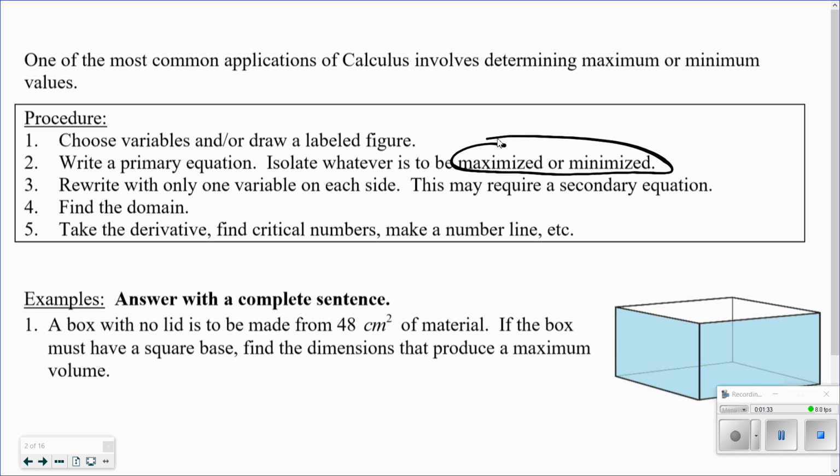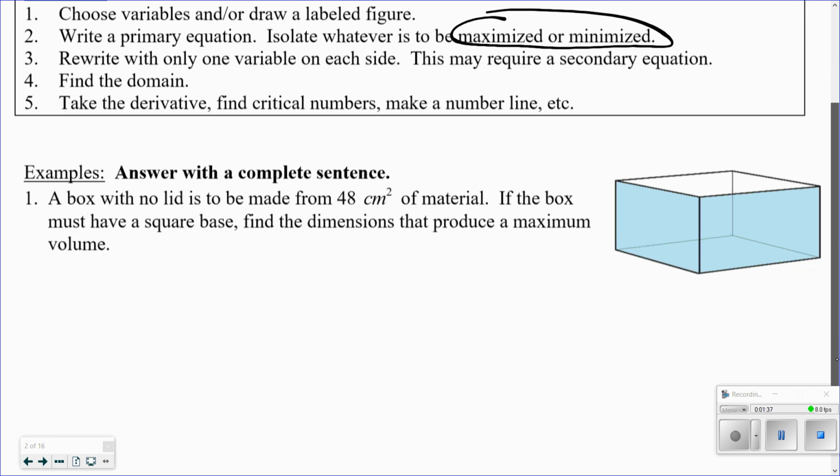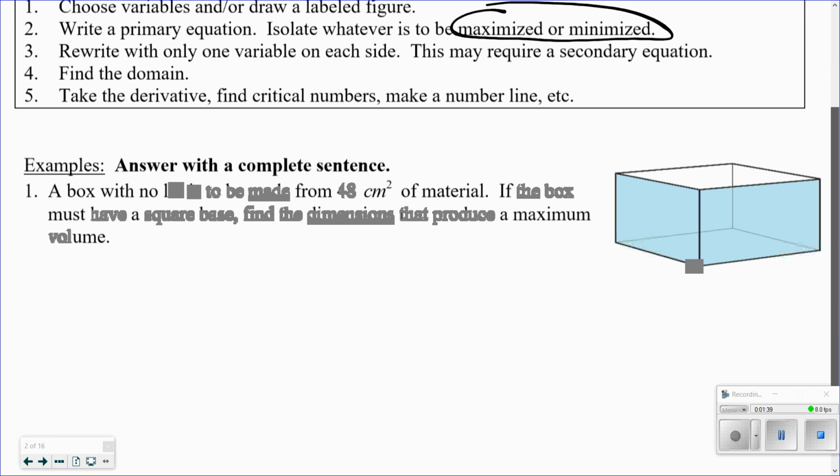Okay, so we got this example right here. The very first one says, a box with no lid is to be made from 48 square centimeters of material. If the box must have a square base, find the dimensions that will produce the maximum volume. So I'm going to start with my figure right there.